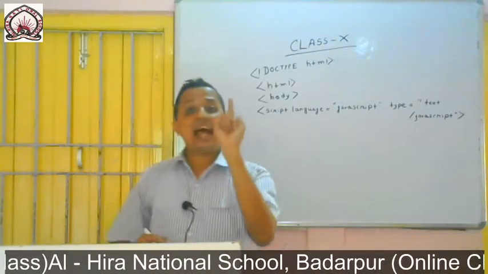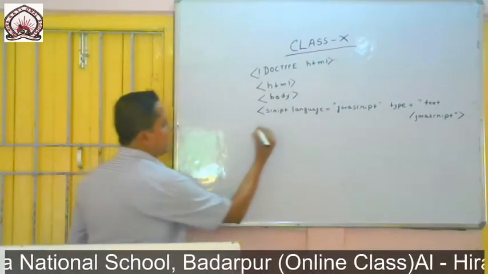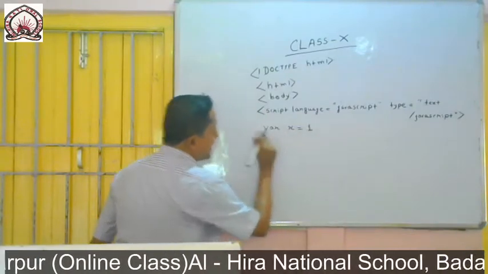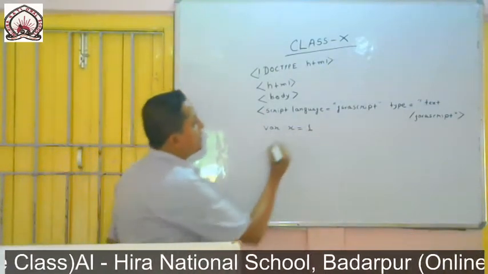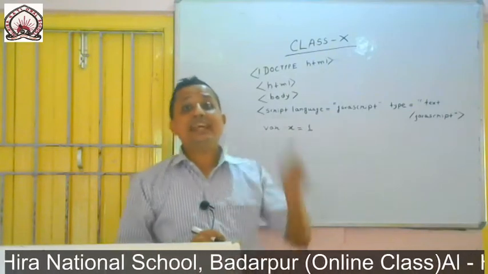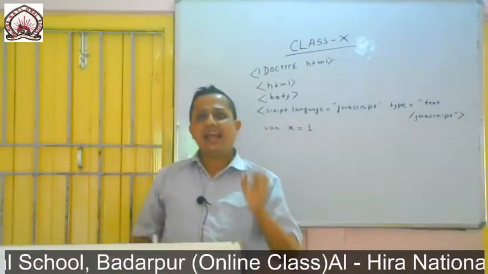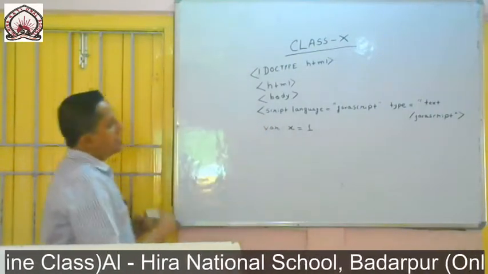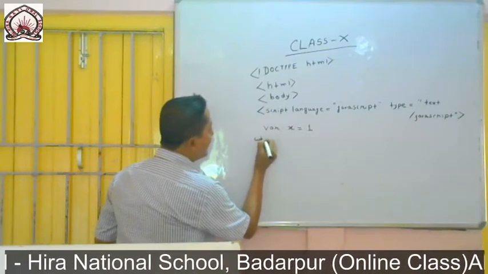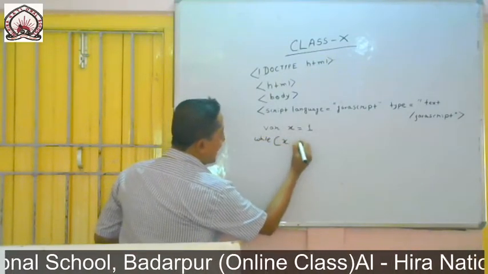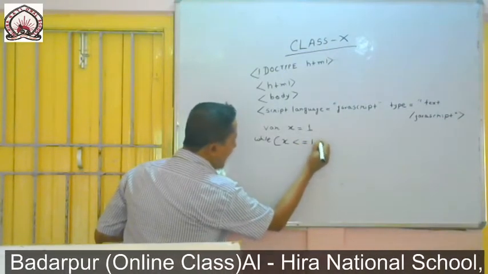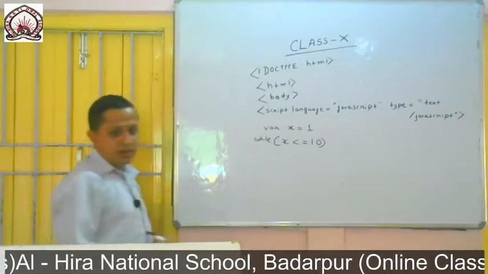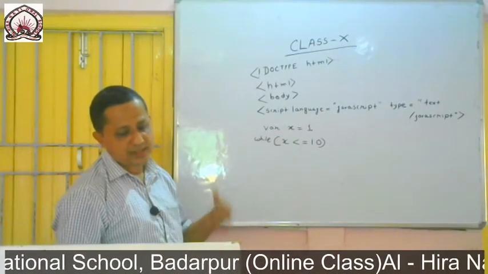Now next I have to declare a variable. So I am declaring like this: var x is equal to 1. Here I have given the value of x as 1. This is known as initialization. Whenever I give a starting value of a variable, this is known as initialization. Now while x is less than or equal to 10, this is the condition. That is my condition, and it will go on showing the result.